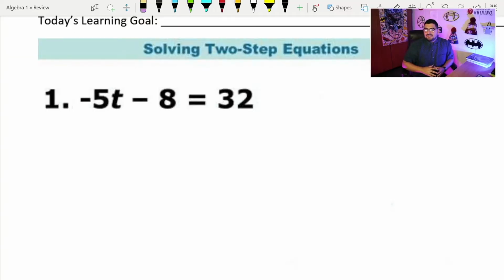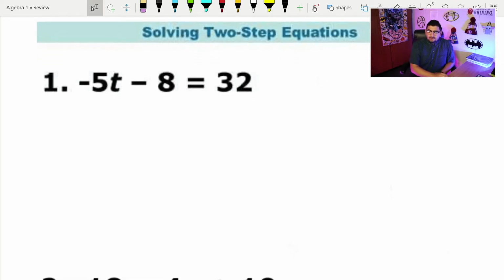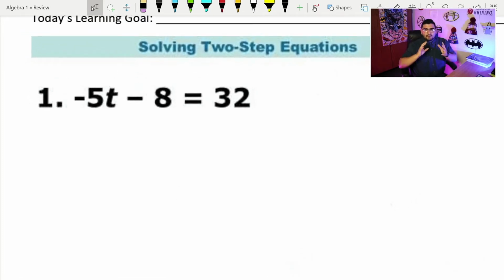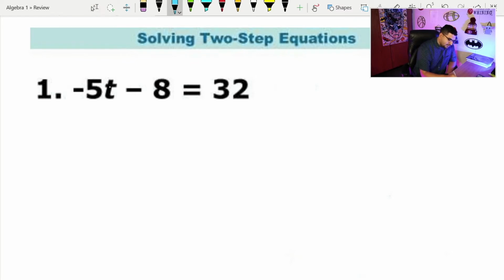First example is negative 5t minus 8 equals 32. So, a few things. Usually the first thing I do for these problems is I try to work away from the variable. The goal is to get t by itself, and the way I do that is I work with the numbers that are furthest away from t first. Comparing the 5 and the 8, I see that 8 is a little further away, more distance from t. So I'm going to try to get that 8 to the other side first.